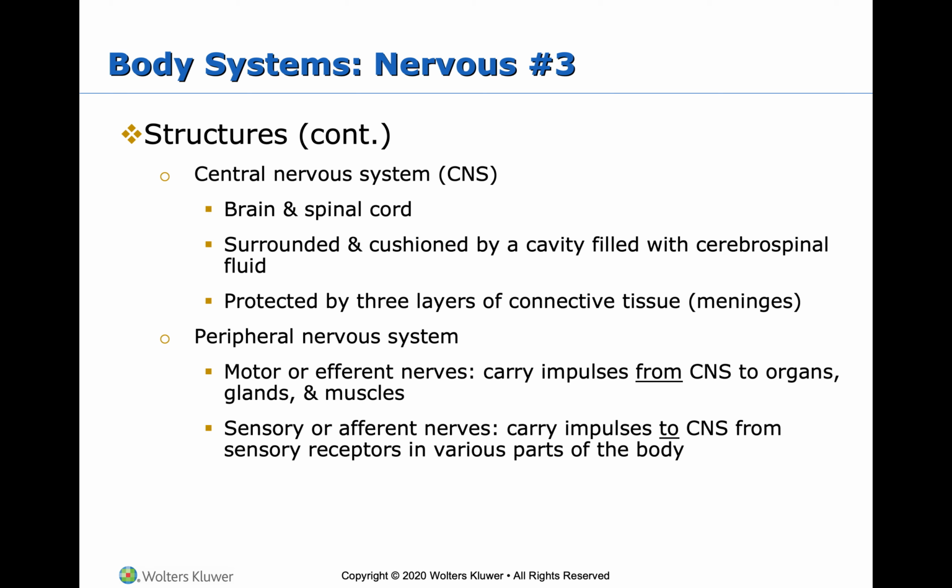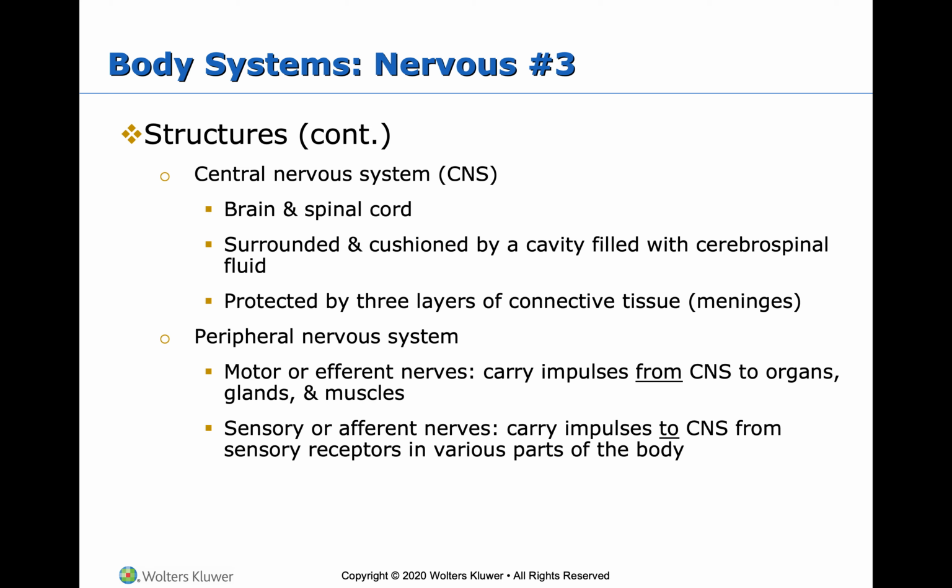So all those nerves that branch out from the spinal cord, those are all your peripheral nervous system. There are two main types of nerves within your peripheral nervous system, and those are your motor or efferent nerves, which carry impulses from the central nervous system to organs, glands, and muscles. So, for example, when you're driving, your motor neurons take the message from your central nervous system in your brain to your hands, telling you to turn the wheel when you need to round a corner.